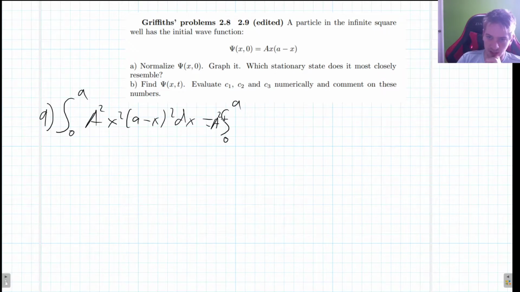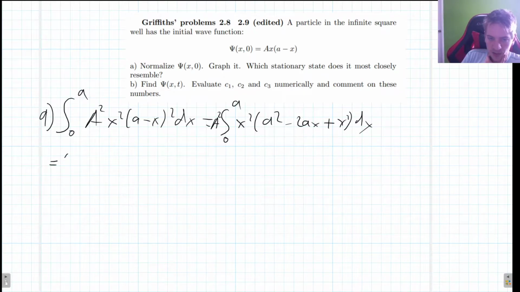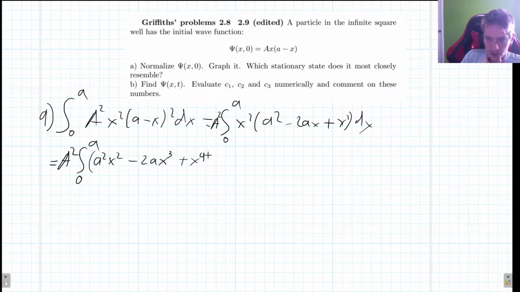We can take this big A squared outside, and get A squared times x squared times (a squared minus 2ax plus x squared) dx. And now we just do this product so that we can integrate each term separately. This is just a quite basic integral, so I'm not going to comment too much. If there are some questions, I do recommend going back to the basics of integration. So I'm just going to speedrun this a little bit. And well, now we just integrate each term separately.